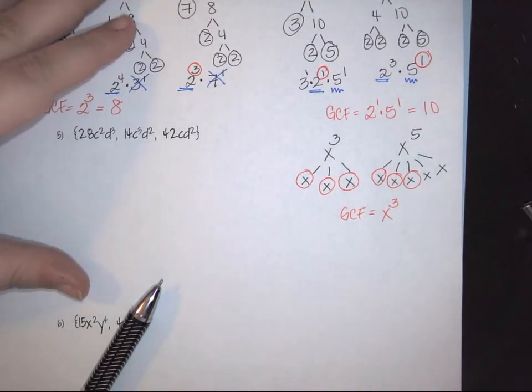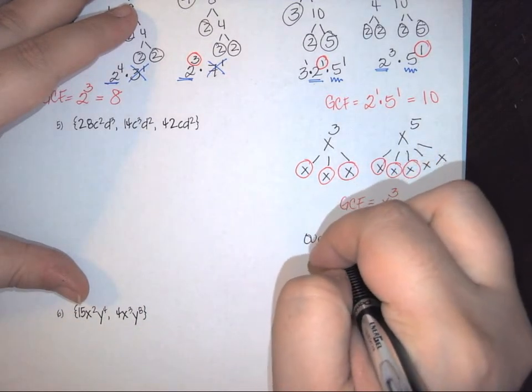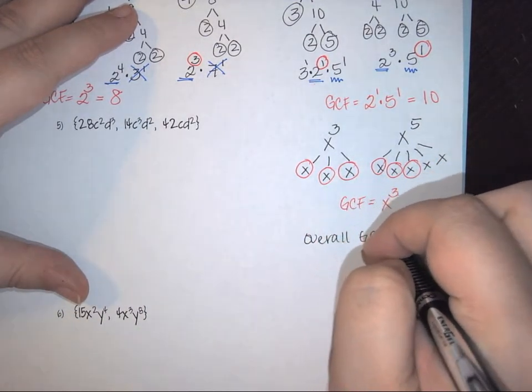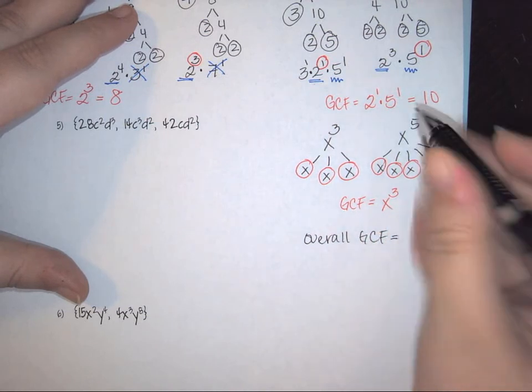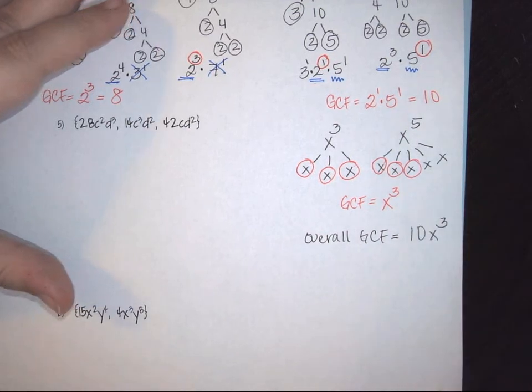So when we actually look at your overall greatest common factor, we have to combine the two. So this becomes 10x to the 3rd.